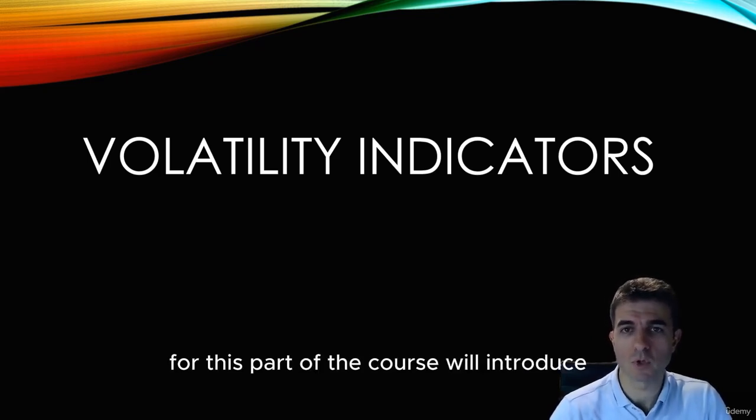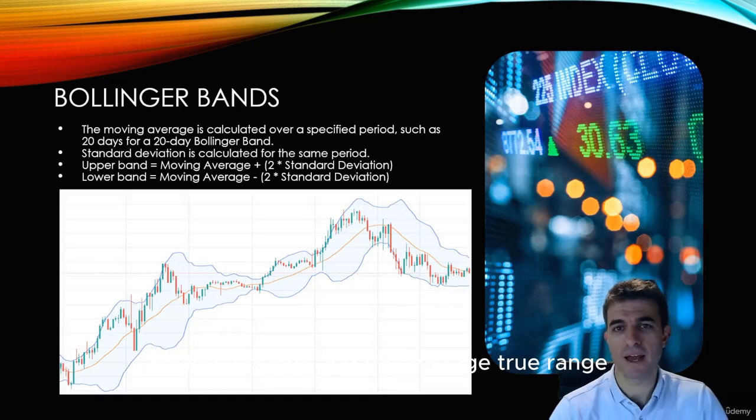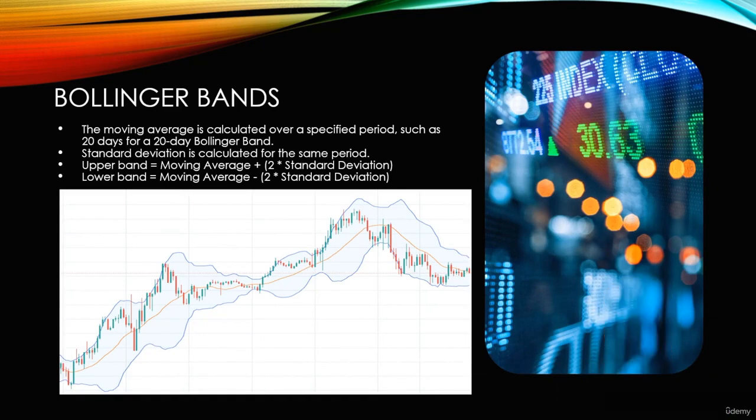So for this part of the course, we will introduce two of my favorite volatility indicators, the Bollinger Bands and the average true range. So we're going to go through both of these now in the next videos.